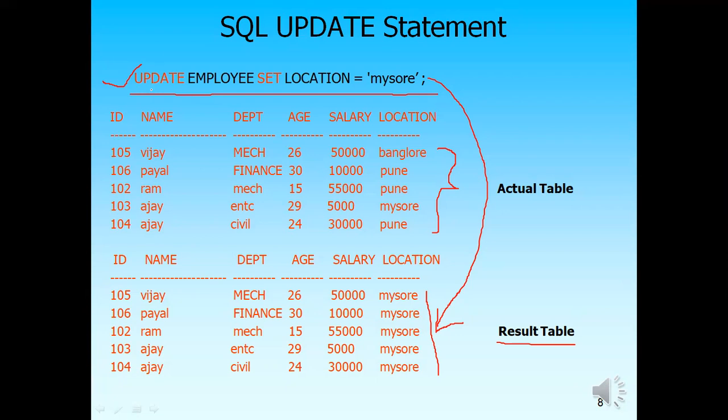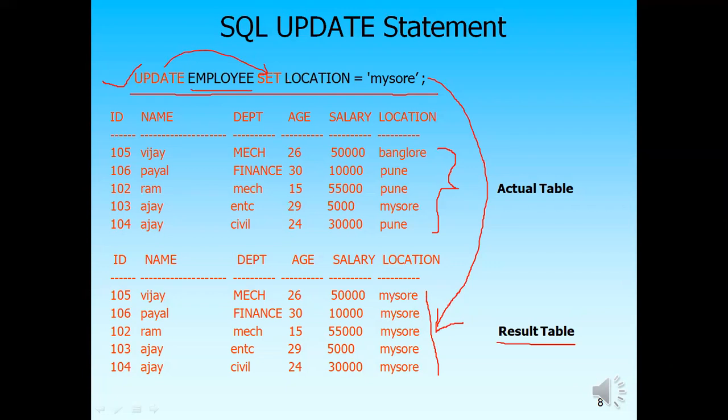So what is the syntax for the update statement? Always we use the update statement with the set operator. Why? Because we always need to update something in the database. So with the help of the set operator, we can change that value. After the update keyword, there is a table name. So: update employee set location equal to Mysore.